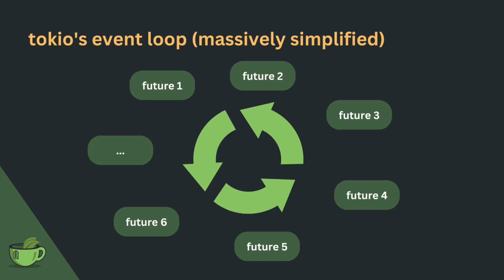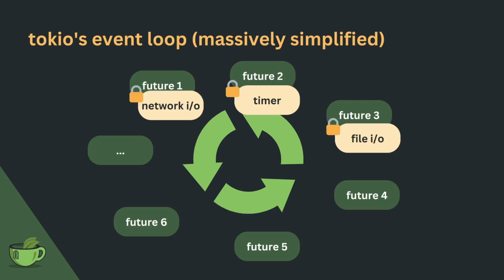It doesn't do this with an endless loop, just polling all the futures. Hey, can you work? Hey, can you work? Hey, future number 3, can you do work? No. It's way smarter than that. Tokio actually knows why the individual futures or async functions have to wait. For example, future 1 might have to wait for some network I/O, future 2 waits for a timer to complete, and future 3 waits for file I/O. Now the runtime has some wrappers around those very fundamental basic operations like a timer or a network I/O, which means it knows exactly when one of those operations has finished.